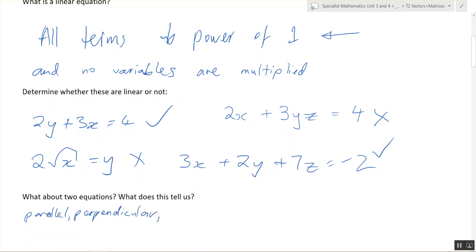We could find when they intersect by simultaneous equations. Do you remember that? So we could find if they're parallel, perpendicular, we could use simultaneous equations to find the intercept, if there is an intercept point. Three situations for two equations. They'll have no intercepts. So if there's no intercepts, they're going to be parallel.